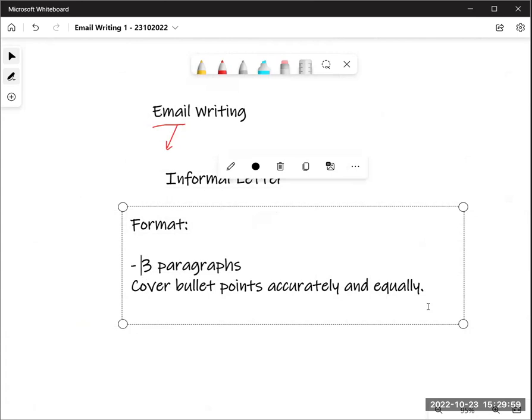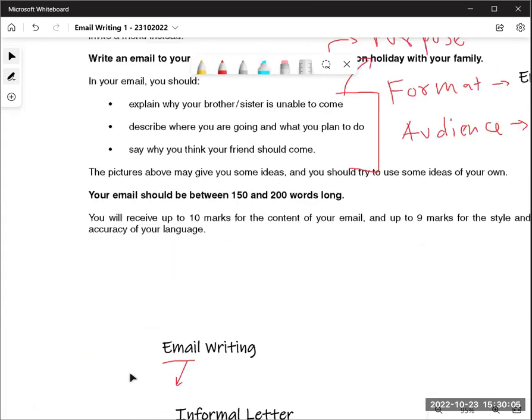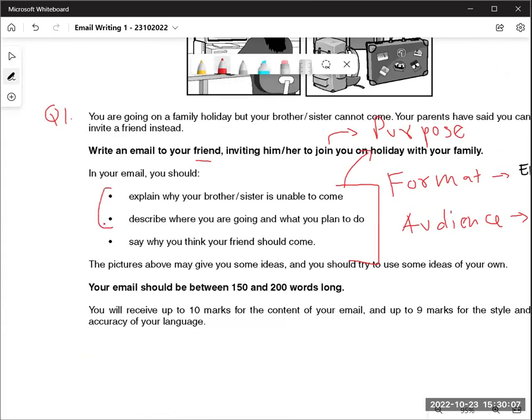So we have 3 paragraphs always. We always cover all the bullet points equally. What some people do is they write everything. Let's say this is going to be 200 words. What they do is they give 175 words to this and 25 words to this. It doesn't work like that. You have to divide the paragraph equally and talk about each thing. Let's say we give 50 words to each of these paragraphs.